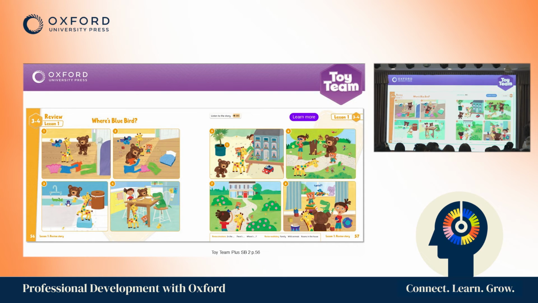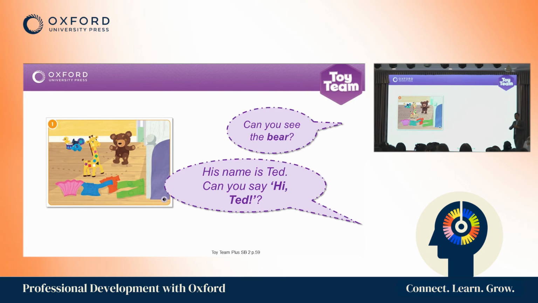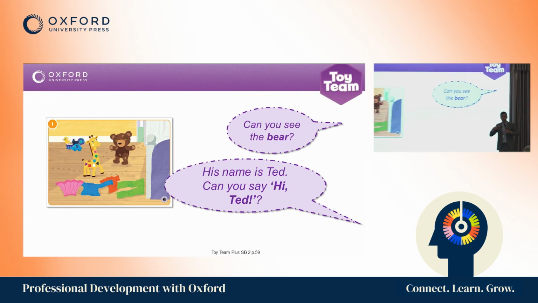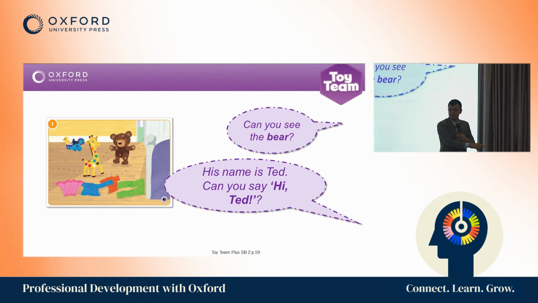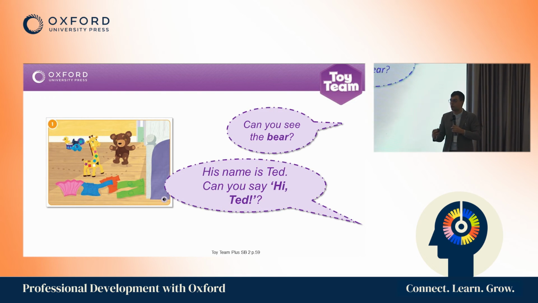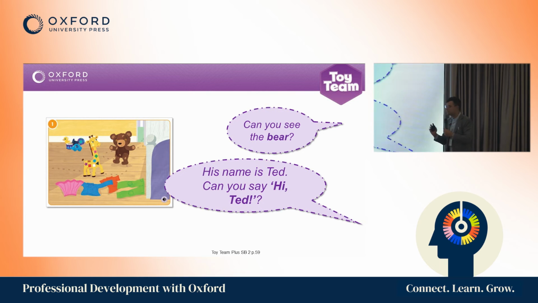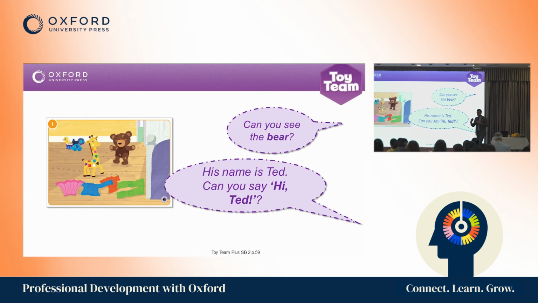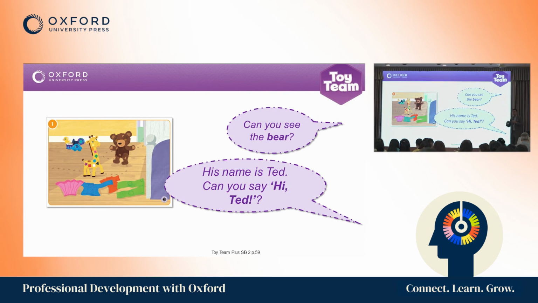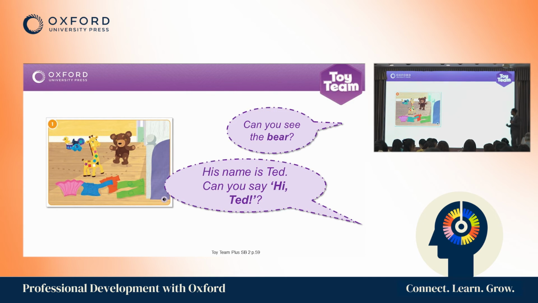So here is the story, and we can do things like, when we start off, we can open the book, or we have the big books here, and we can start asking students questions to generate their interest. Can you see the bear? His name is Ted. Can you say hello? When they're very, very young, it's really good to get them familiarized with the character.